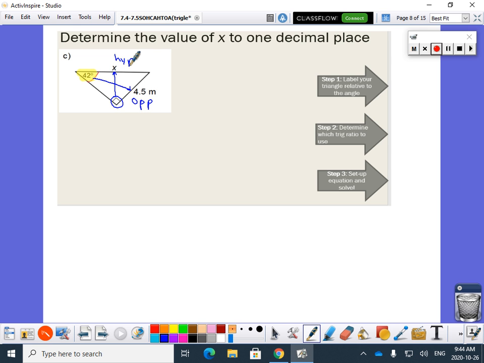The next step says, determine which trig ratio to use. So every time, we're going to say SOH CAH TOA. Well, what two sides do we have? Op and hyp. So what's the trig ratio called? What's this guy? Sine. Okay, so, circle. Sine theta equals opposite over hypotenuse.